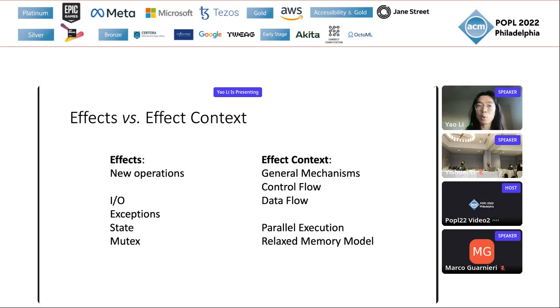So this includes a general mechanism for implementing the language runtime. It includes control flow and data flow properties. As we mentioned before, parallel execution would be a kind of effect context, and another effect context is the relaxed memory model.